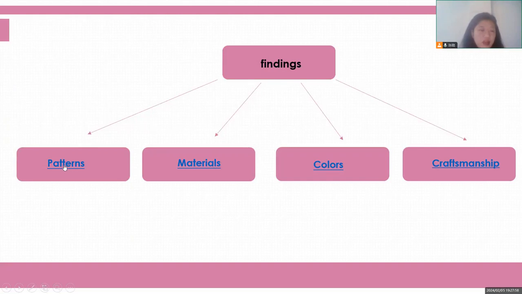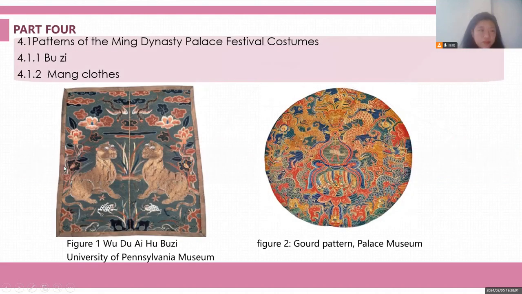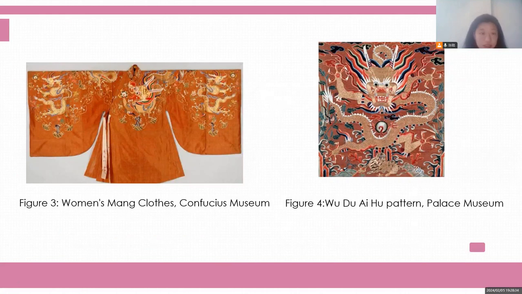Let's start with the patterns. The first part is pattern. Through the design pattern of the boots and the python robe, I analyzed the importance of the festival on specialist patterns on festival costumes. Figure 1. Figure 2 is a picture of Ming Dynasty Wanli years' ground boots. This is the python robe, for the Ming Dynasty, another auspicious clothing.